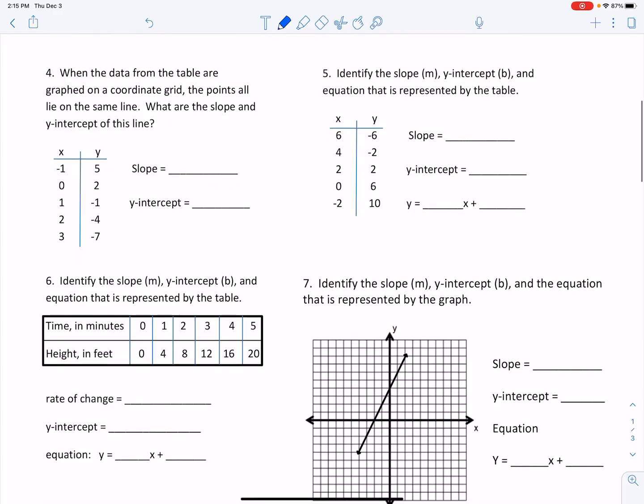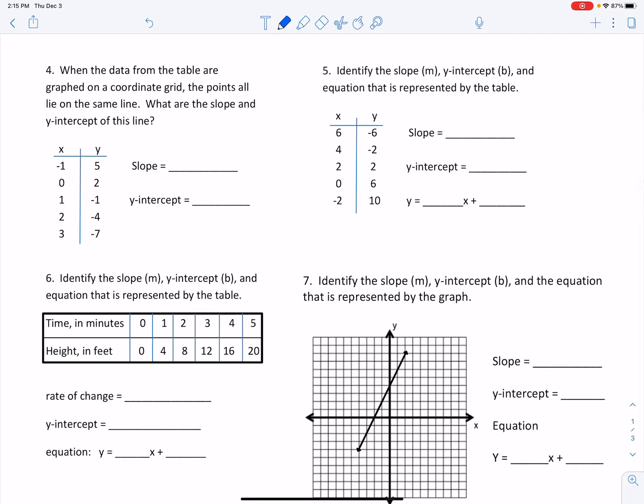On number 4, all I'm doing is asking you to find the slope and y-intercept from a t-chart. We know from a t-chart that it's delta y over delta x again. So what is the pattern on the right? Negative 3. What's the pattern on the left? 1. So our slope is negative 3 divided by 1, which is just negative 3. Our y-intercept is still going to be the y value when x is 0. So that is the 2.